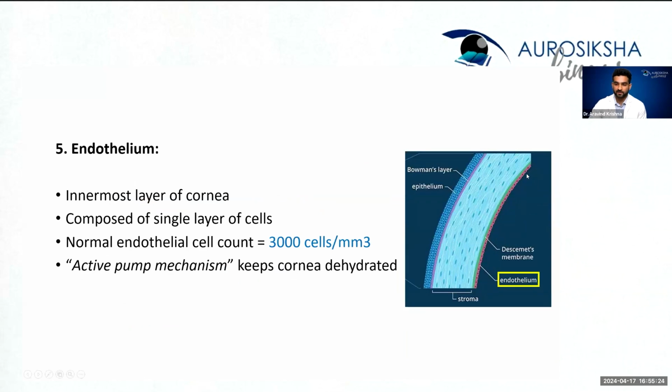And the last and final structure is the corneal endothelium. It is the innermost layer of the cornea. It is composed of a single layer of cells. A normal endothelial cell count is around 3000 cells per cubic millimeter. What is the function of these endothelial cells? They have an active pump mechanism. That means it keeps the cornea dehydrated. So as you can see, from the stroma, these endothelial cells continuously pump out excess water or fluid, similar to a hand water pump.